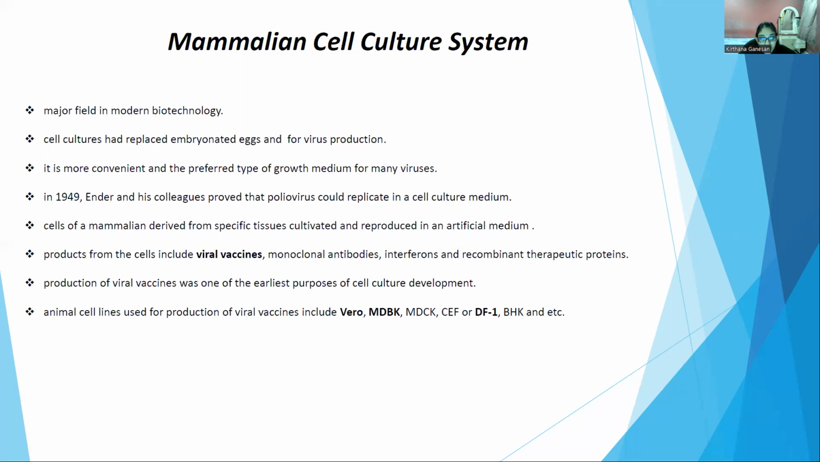Mammalian cells derived from specific tissues are cultivated and reproduced in an artificial medium. Products from the cells include viral vaccines, monoclonal antibodies, interferons, and recombinant therapeutic proteins. Production of viral vaccines was one of the earliest purposes of cell culture development. Animal cell lines used for production of viral vaccines include Vero, MDBK, MDCK, CEF or DF1, and also BHK. So Vero, MDBK, and DF1 cell lines will be used for this experiment in this project.